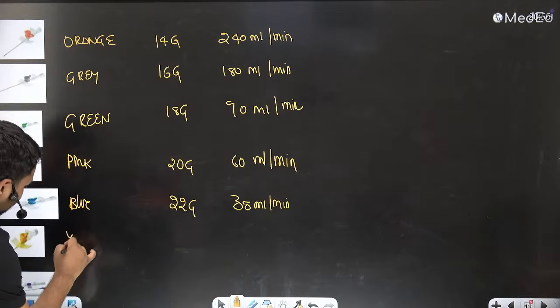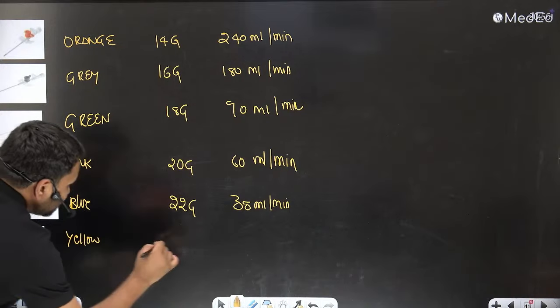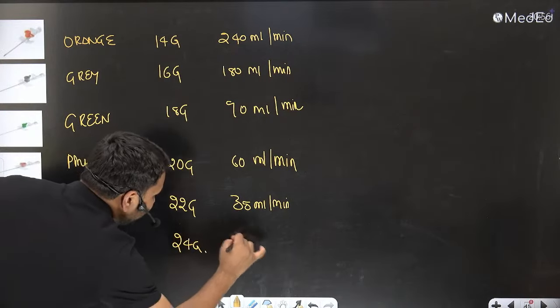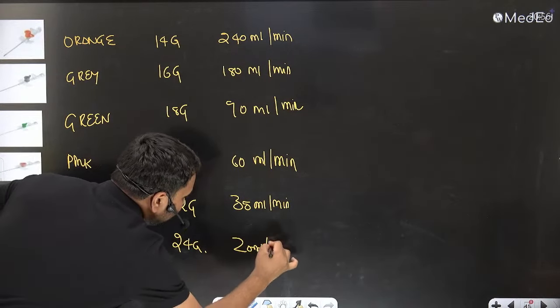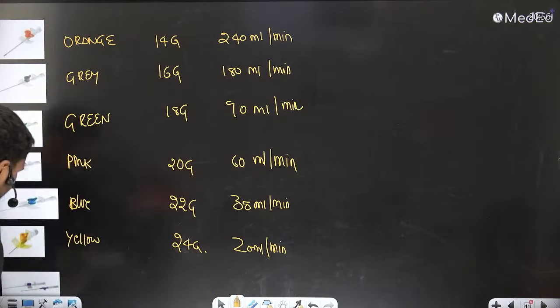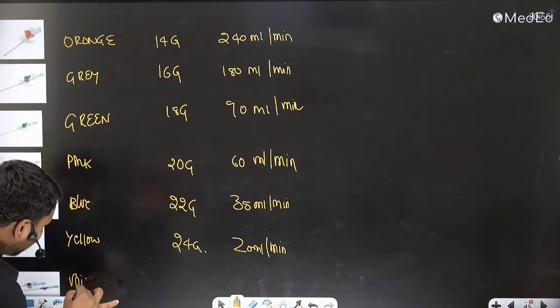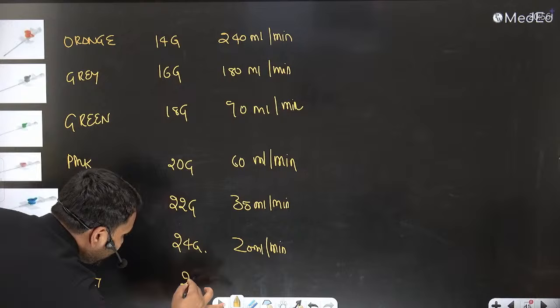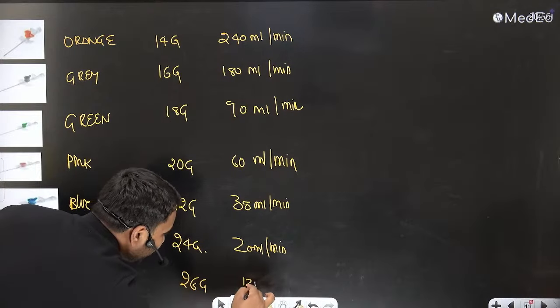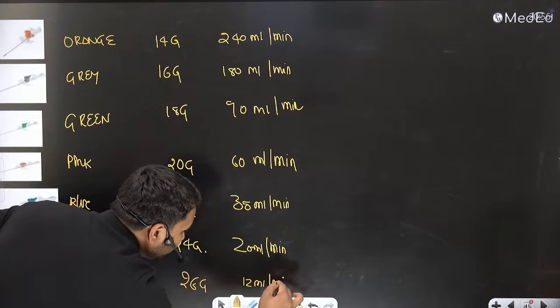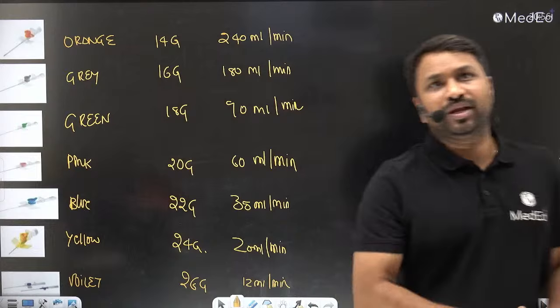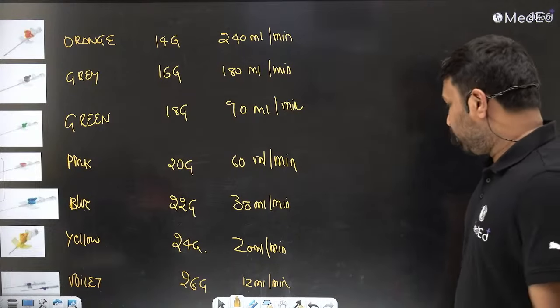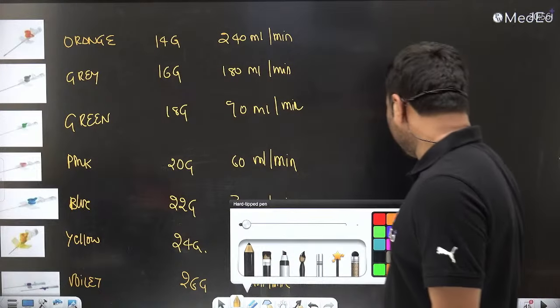Then you have the yellow colored cannula, which is 24 gauge with a flow rate of 20 ml per minute. Then you have the violet colored cannula, 26 gauge, with a flow rate of 12 ml per minute. How do you remember it? We have our own ways.